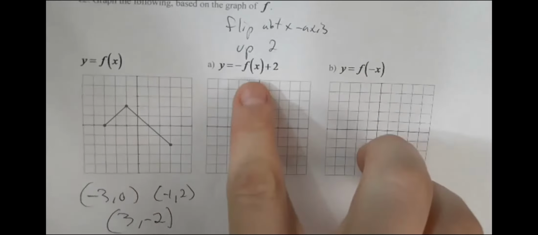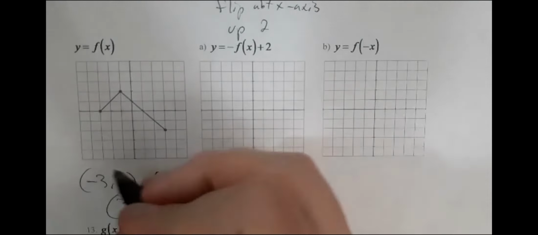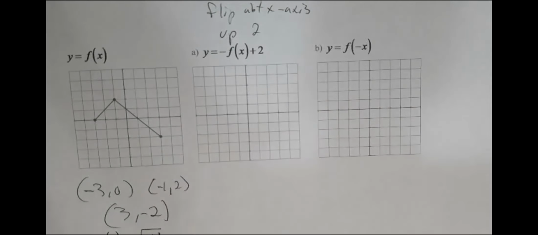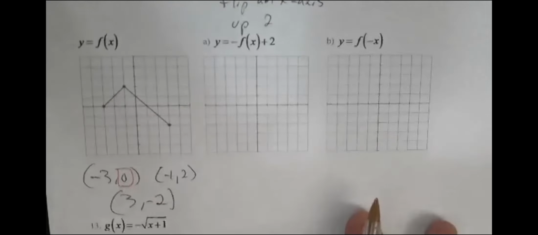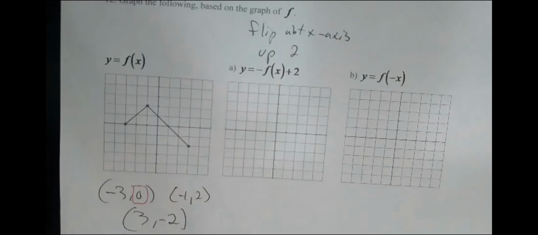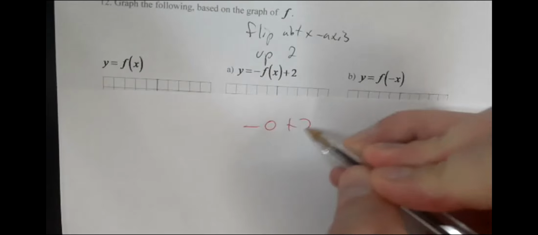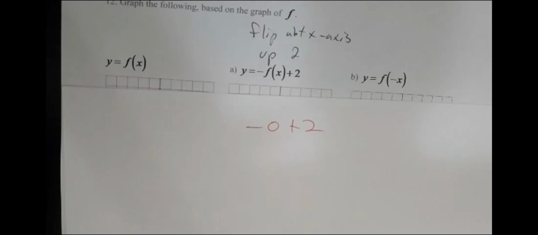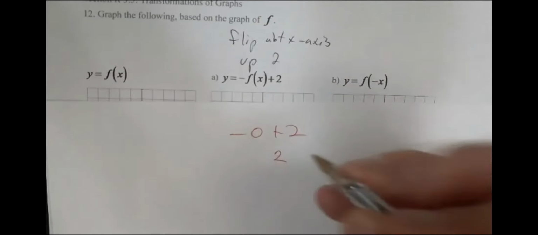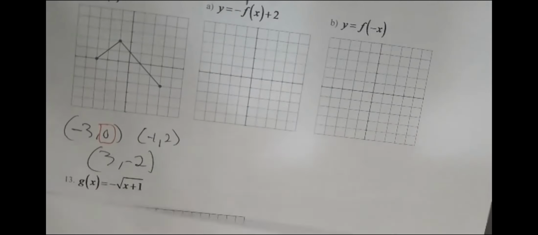The other way is that this is happening to my y values. So if I know the point, like minus 3, comma 0, we can focus just on this y value here. So what I'm going to do is put a negative on here. I'm going to do a negative 0 plus 2. That's going to give me my new y. So negative 0 goes to 0, and this is going to give me 2. So another point I can put on here for this graph is minus 3, comma 2.